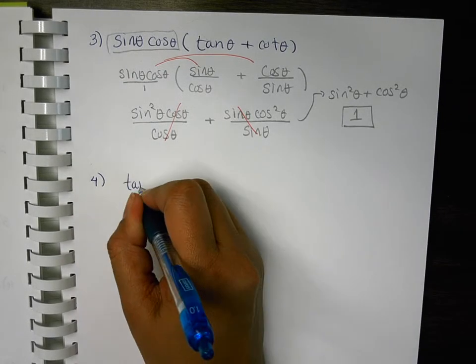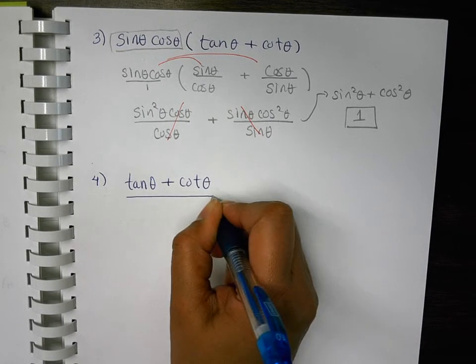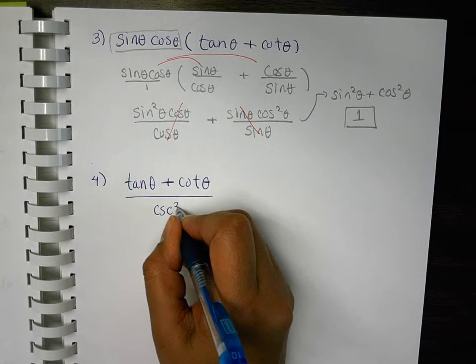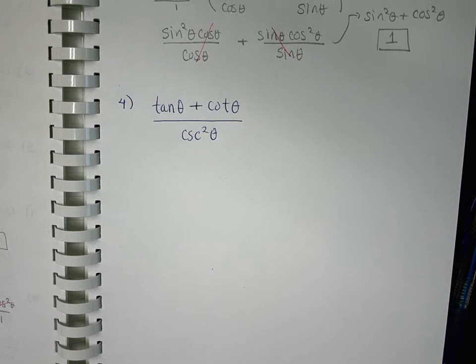All right, number 4. Tan theta plus cotangent theta all over cosecant squared theta. As with the last, there are multiple ways to do this. The way I'm going to show you is a method you need for the test. It's not the only way to do this problem, but it is a method you need to know for the test. Are you ready? I want to just get from you first, this first step, what would you think to do?